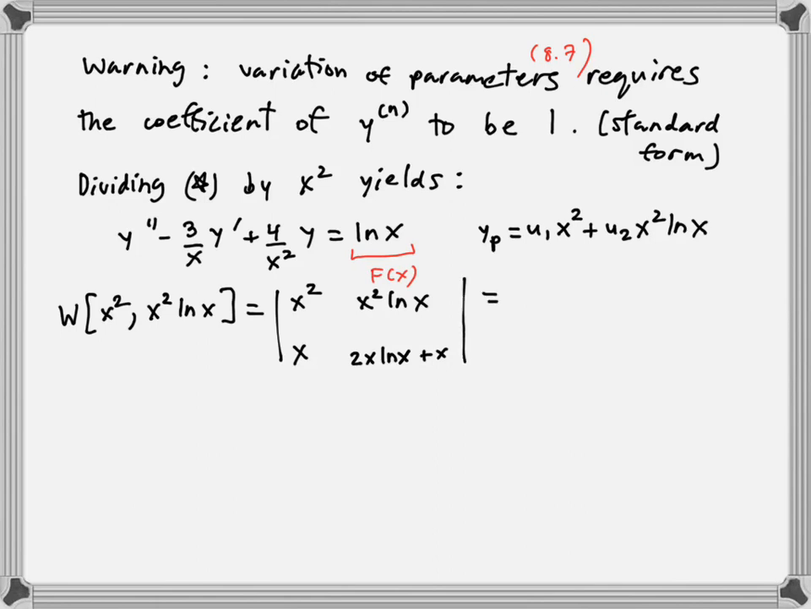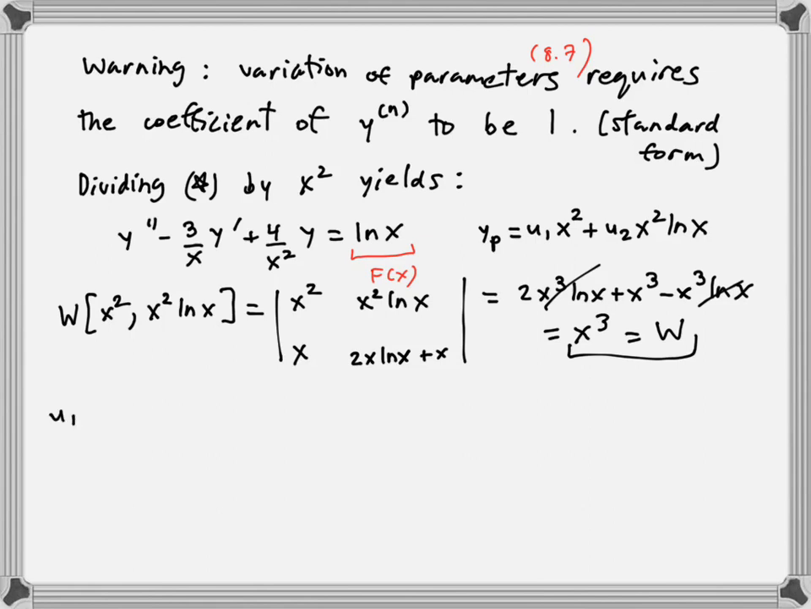And when we take the determinant of this, let's see what we get. We get 2x³ ln x plus x³ minus 2x³ ln x. These two cancel out. We just get x³. So this is our Wronskian. Okay, we're going to use this in a second.